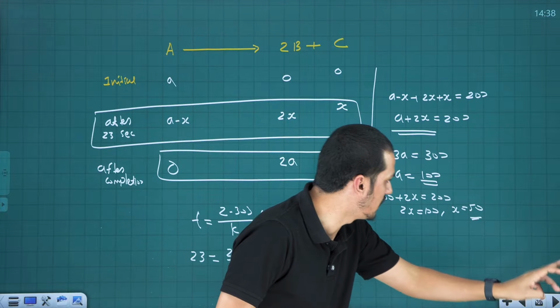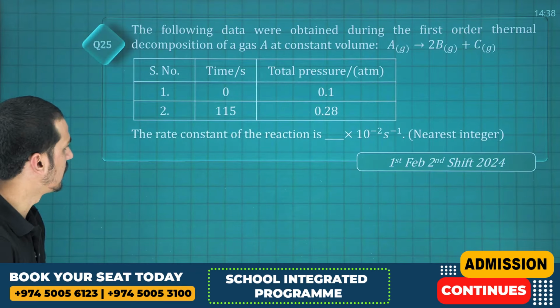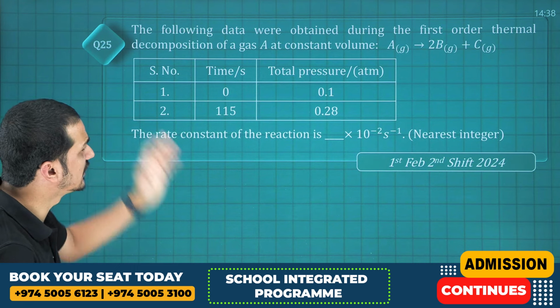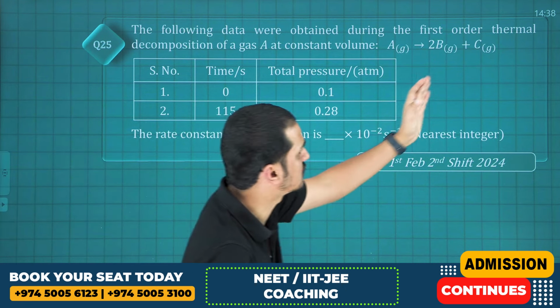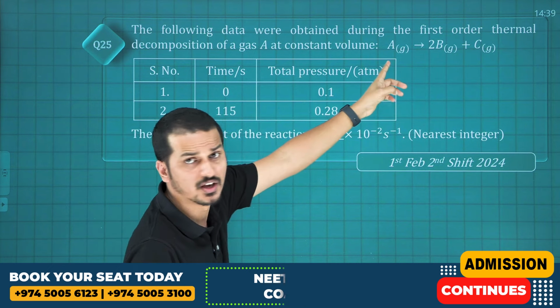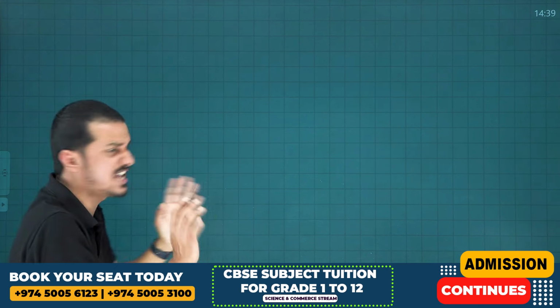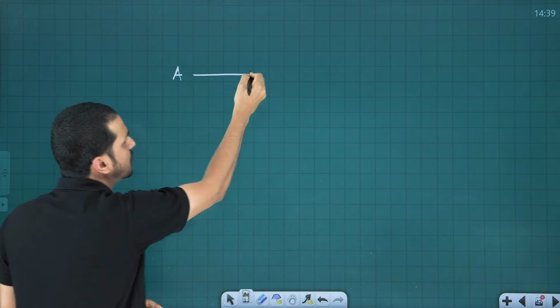Now we are going to the 24th question. See, this is the 24th question. The following data were obtained during the first order thermal decomposition of a gas A at a constant volume. So what are they giving? A gives 2B plus C. The same thing they have given, A gives 2B plus C.